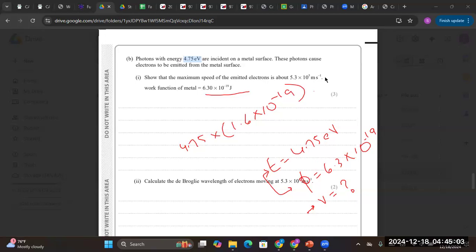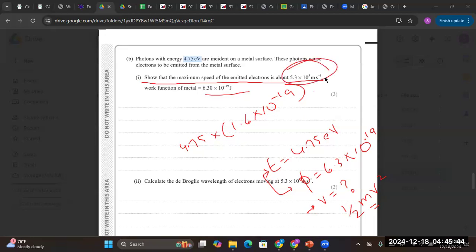Also, when you are going to use the formula half mv squared, what mass are you going to use, Laiba? Do you know which mass to use over here? Miss, I was confused in that, but I used 5.3 times 10 to the power 5. No, no, no. Okay. That is the speed we have to show. This is what the examiners are saying. Show that the speed is 5.3 times 10 to the power of 5. So this is the answer we are supposed to get. Your answer needs to come somewhere around here.